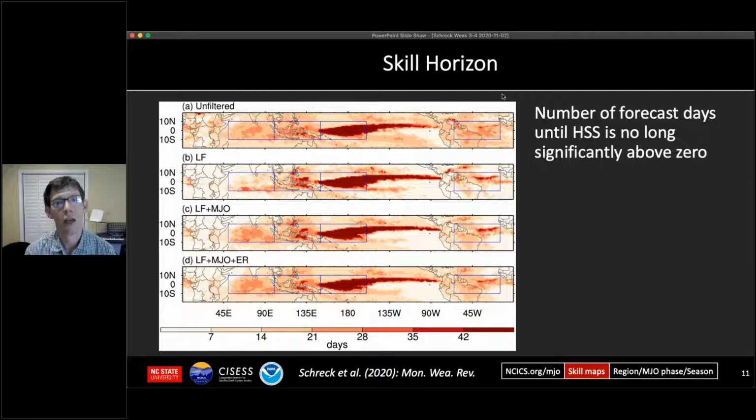Whereas in the Indian Ocean, the unfiltered, just the raw CFS gets you like a 3 to 4 week skillful forecast. The low frequency alone would not be able to do that. You really have to have the MJO in order to get that 3 to 4 week forecast skill in the Indian Ocean. And actually the Maritime Continent's another region where there's fairly good skill, although again, a lot of it comes from the kind of persistent signals.